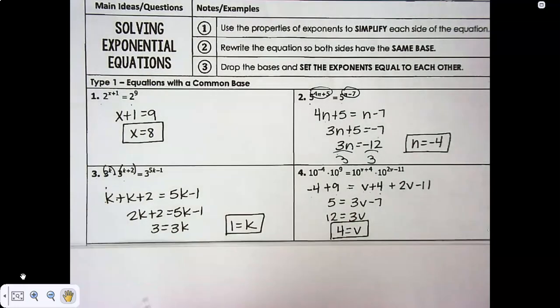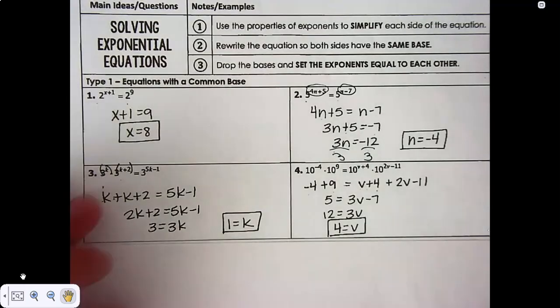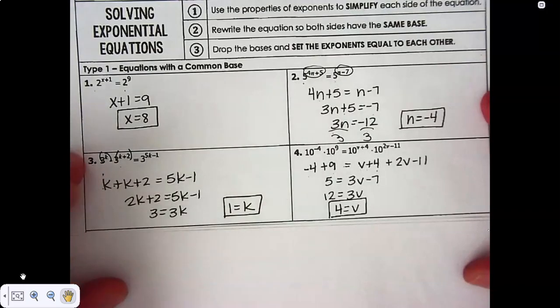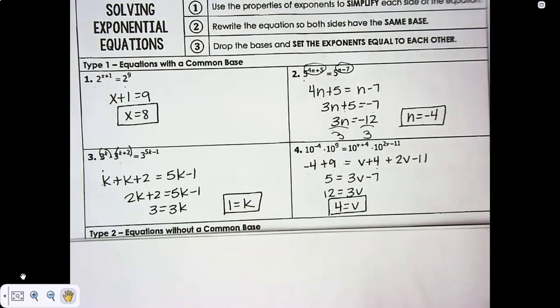So for these first 4 examples, these are the best case scenarios you're going to see on your assignment. And these are actually the way, more or less, the first 4 are set up. All right. Although you are going to need some further explanation, which is why we have more notes going on, how to handle other types of situations. So now let's go on to the majority of our examples, which are going to be type 2. Equations without a common base.